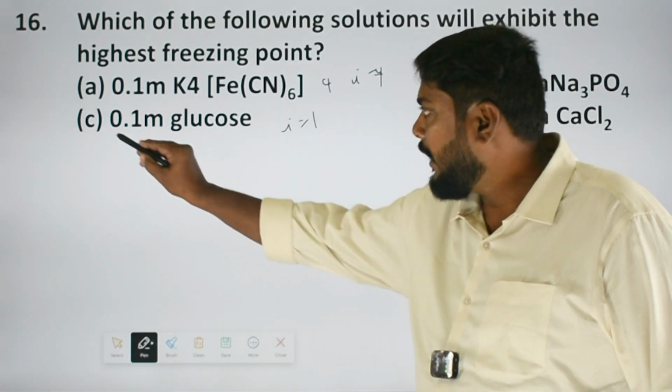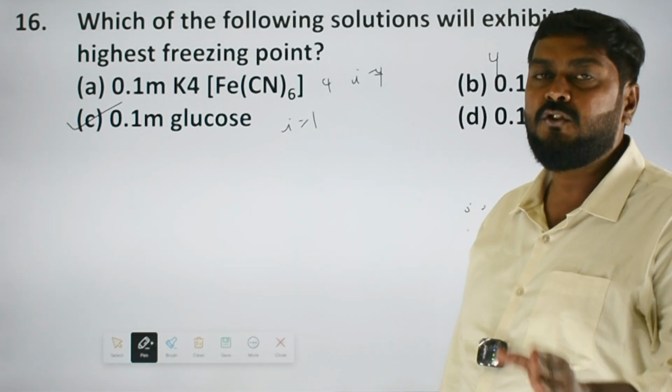Hence, it will have the highest freezing point. Right? And your option is C.